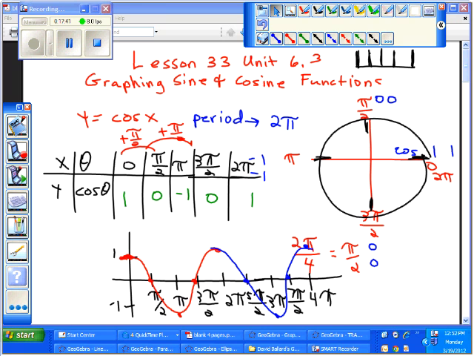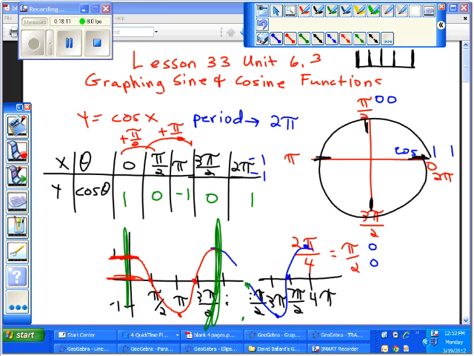Everybody understand the looks of a sine wave and a cosine wave? So what is the period of a cosine wave? Whoops, I missed. 2 pi. It began to repeat itself at 2 pi. What is the amplitude of a cosine wave? 1. Okay? And that's going to kind of be important to us later.